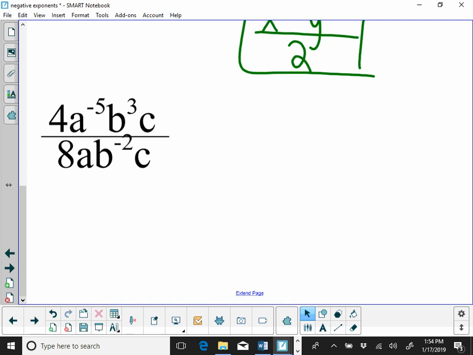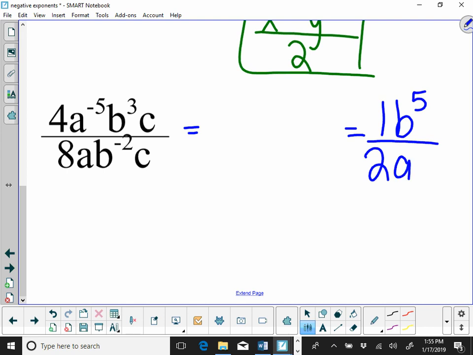All right, what do you think? What's your final top answer? One, that's a great start. B to the fifth. And C? Okay. What about the bottom? I didn't write the C yet. Hang on. What about the bottom? 2, A to the 6 and C.